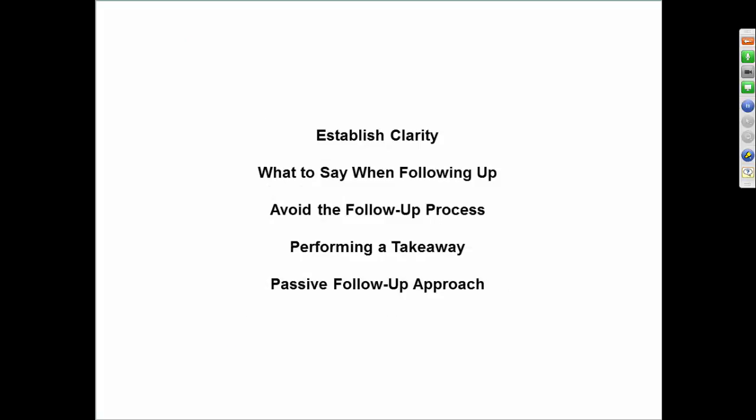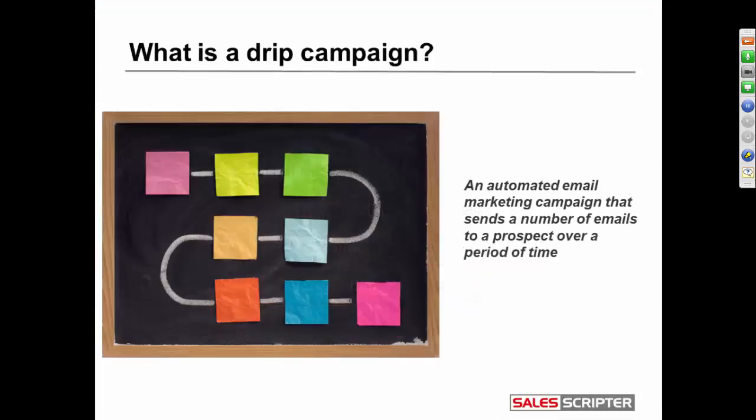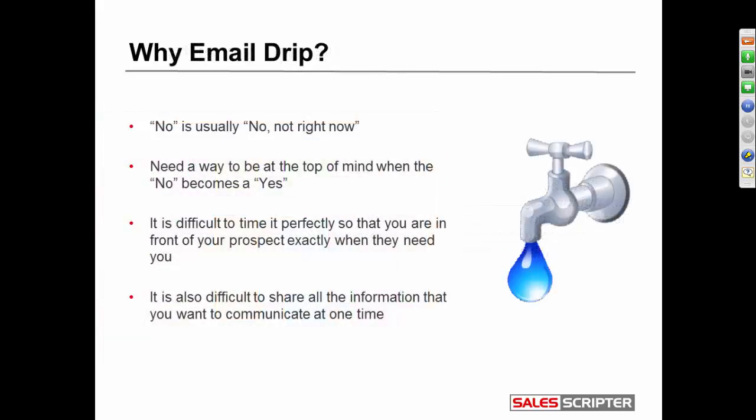Now, the last thing I want to wrap up with is a passive follow-up approach, and what I mean by that is an email drip campaign. That is an automated email marketing campaign, typically using software that sends emails to a prospect over a period of time. The reason this is so important, specifically regarding follow-up, is that when a prospect says no, more often than not, no doesn't mean no. It means no, not right now.